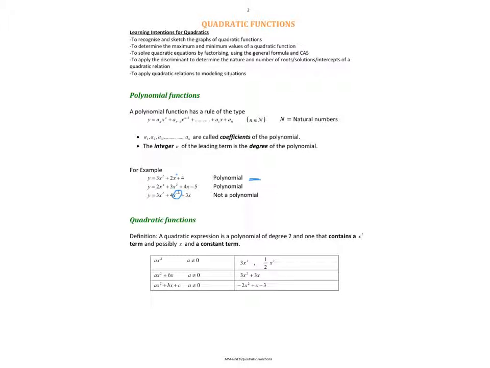If we have a look at the different expressions there, a quadratic function is one where the degree of the polynomial is 2. So in other words, the highest power is 2. So it could be just ax squared, 3x squared, a half x squared on its own, or it might have other coefficients with it.